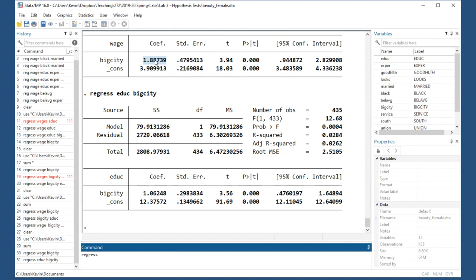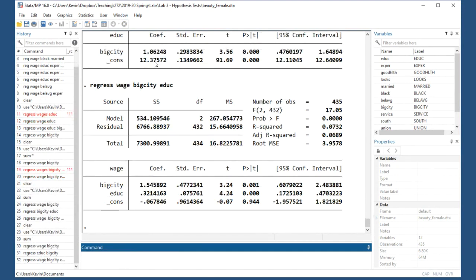So let's look at that: regress wage on big city, and now we control for education. The number we get, we're going to compare to 1.88. And sure enough, what we get is 1.54, about a 20% reduction in the coefficient on big city. So that confirms what we thought all along, that without controlling for education, we'd be overstating the impact of living in a big city.